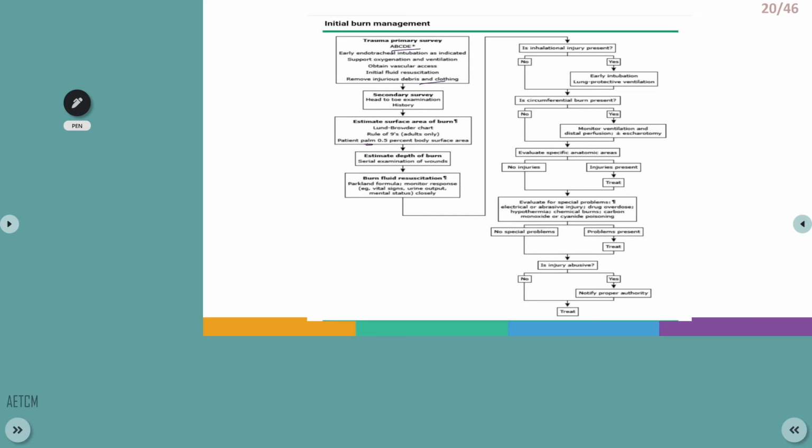Now, if the patient is having an inhalational injury, we need early intubation, and lung protective ventilation, that is low tidal volume ventilation, is required. And if there are any circumferential burns over the chest, we will have to monitor the ventilation and we need to plan on escharotomy.